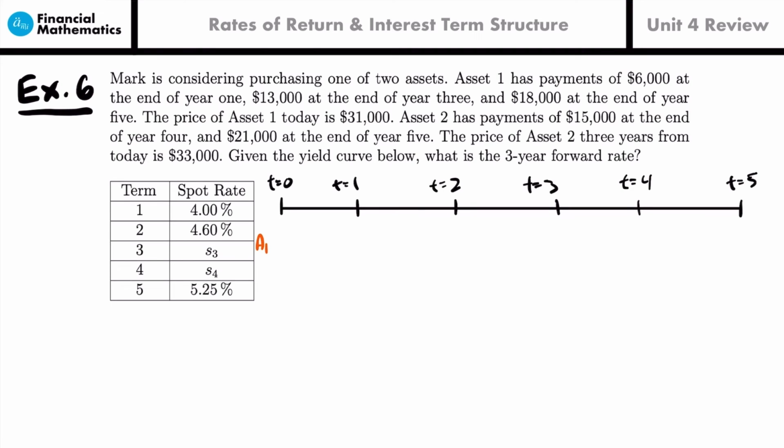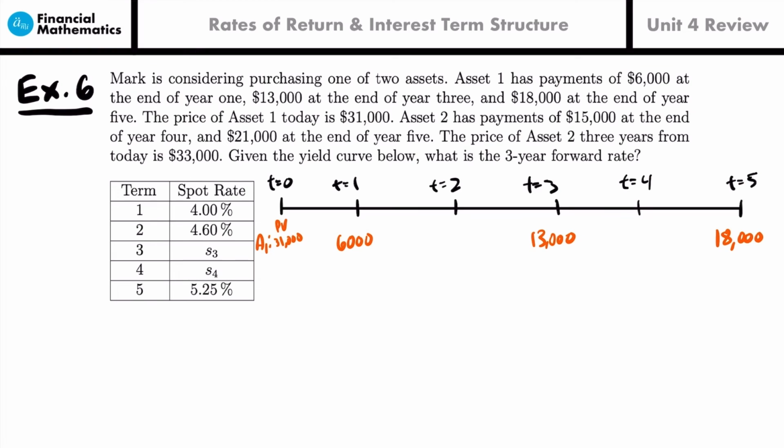I'm going to put Asset 1's cash flows right here in this row below the timeline. Asset 1 has payments of $6,000 at the end of year 1, so that would be right here at time equals 1. We have $6,000, and then $13,000 at the end of year 3, so that would be right here. So we have $13,000, and then $18,000 at the end of year 5. So those are the cash flows that are received from Asset 1, but the price of Asset 1 today, so that's its value at time 0, is $31,000. Okay, so the price or the present value is $31,000.